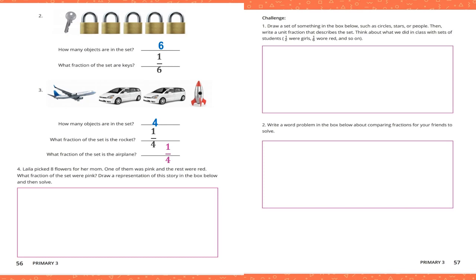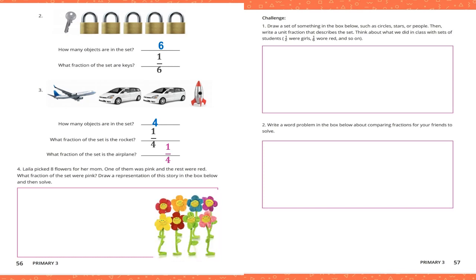Question number 4. Layla picked 8 flowers for her mom. One of them was pink and the rest were red. So we have 8 flowers. One is pink, and let's assume that all of the rest are red. What fraction of the set were pink? How many pink flowers? Just one. One out of what? The total is 8 flowers. So it's 1 over 8.